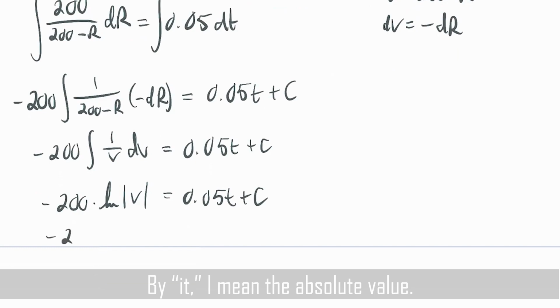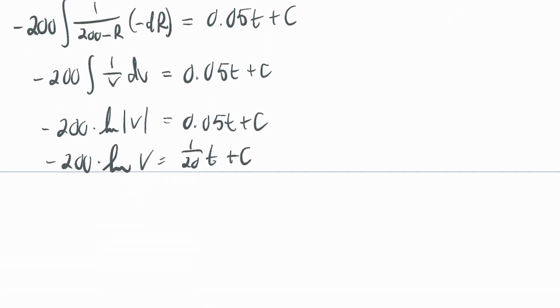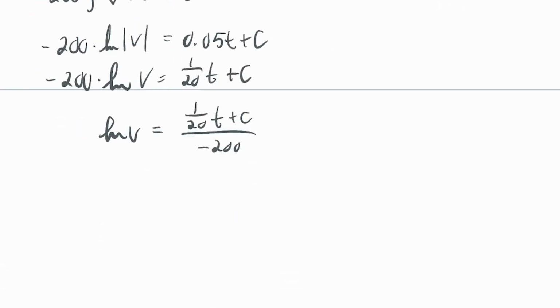So negative 200 times ln of v equals 1 over 20 t plus c. So now I can divide by negative 200. So ln v equals, and this is a little bit messy, but we'll clean it up at some point. Okay, so now what I'm going to do is clean this up a little bit. I'm going to do two things at once. First, I'm going to replace v, because remember v is a variable that we made up to help solve the problem. So this is 200 minus r. I'm also going to divide this 200 into the two terms on top.